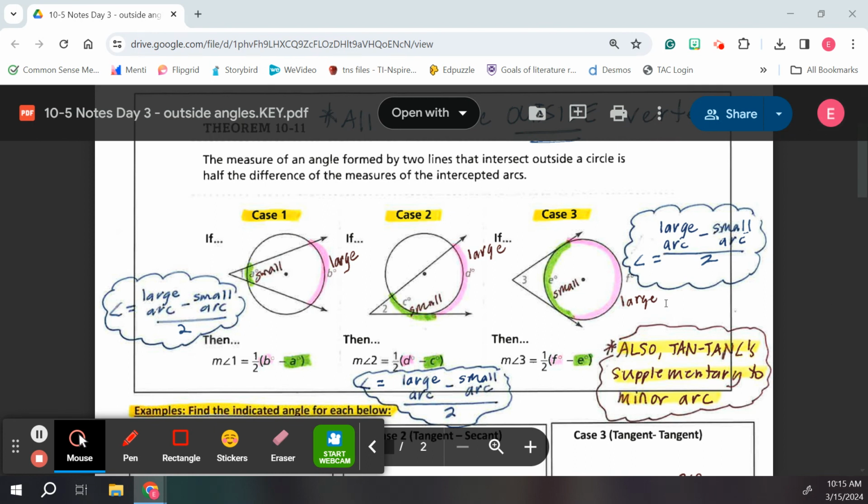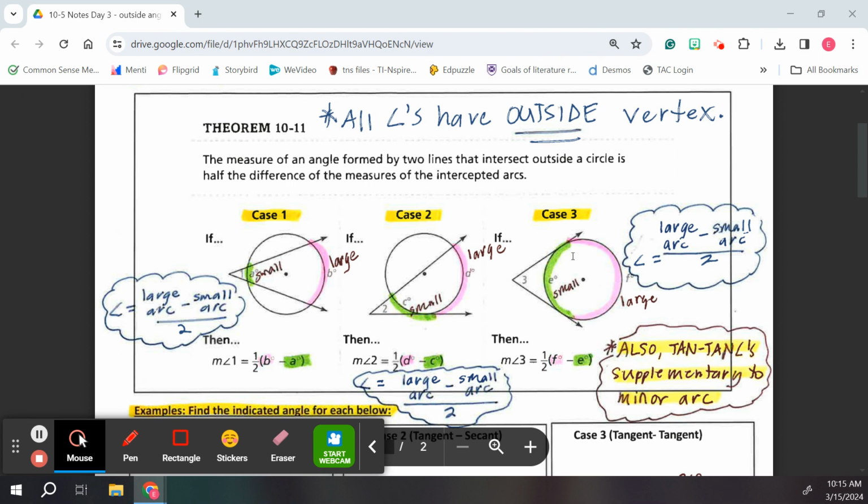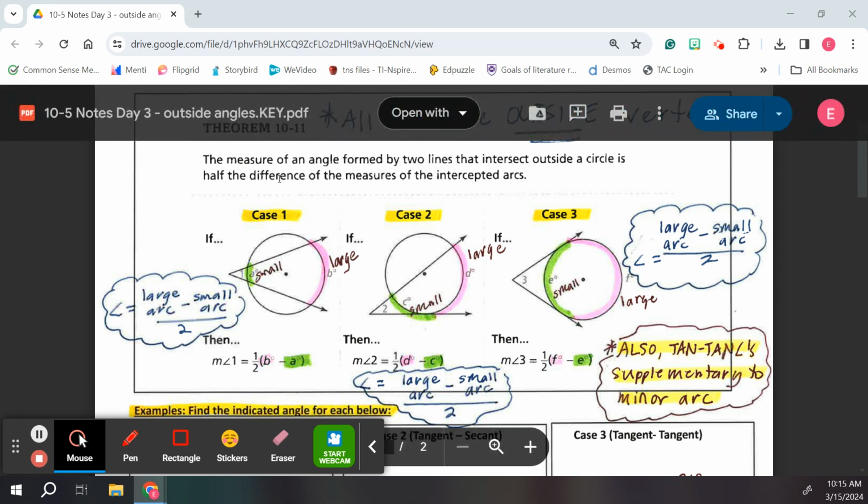And then this is just another note. Also, tangent angles are supplementary to the minor arc. So if you're given this small arc right here, you can take 180 minus the small arc to get this outside angle. So this is the stuff you want to write down. I'm going to give you a couple minutes.